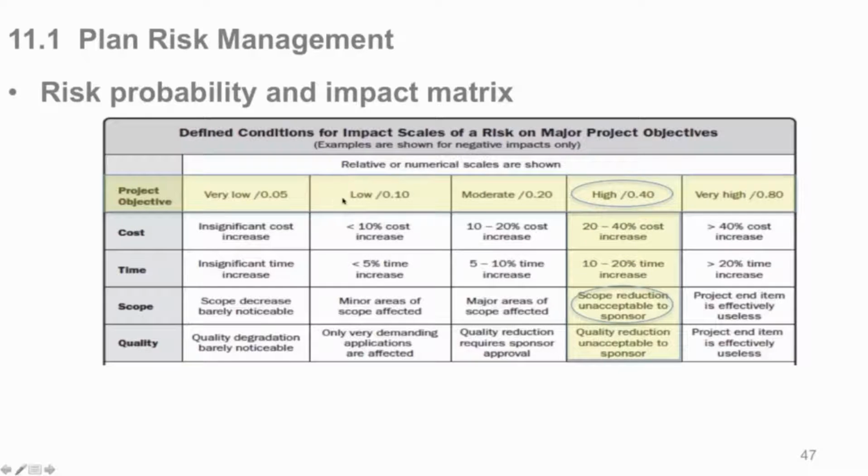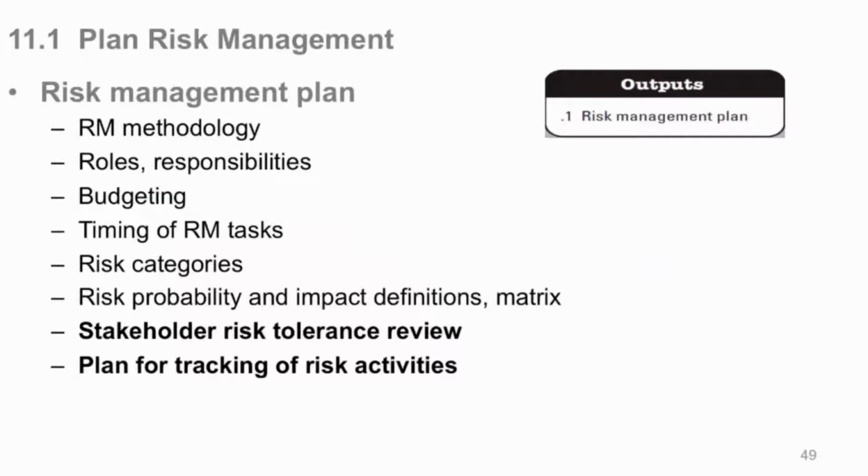Here's just one other example with scope. If a high probability threat occurs, which you might expect 40% of the time, a scope reduction is just unacceptable. That's what happens. And we'll see how to deal with these things as we go along here. So here's our probability and impact matrix we just talked about.